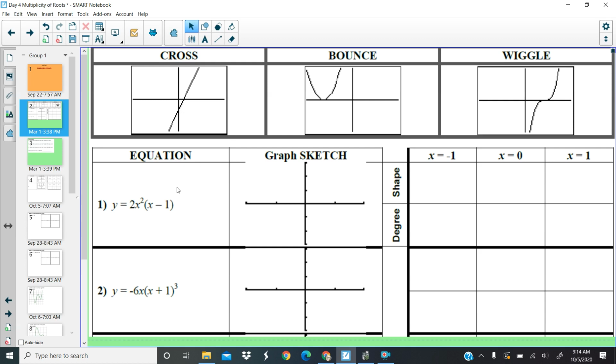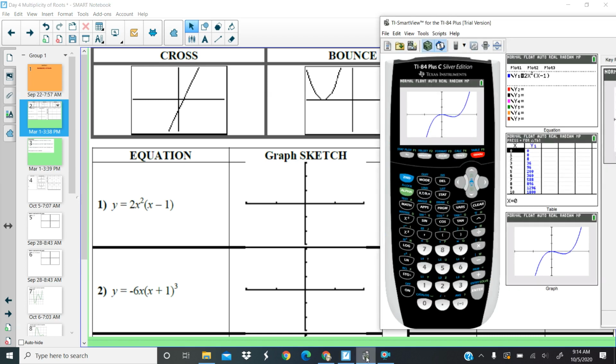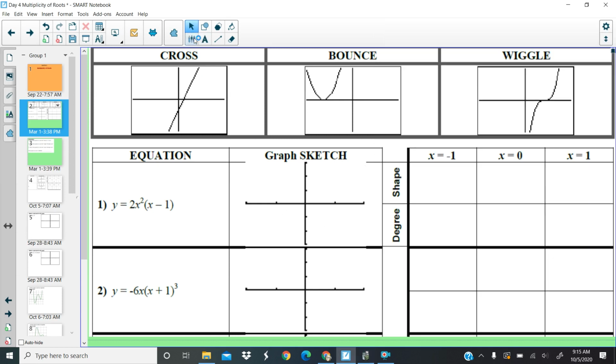The first thing you're going to do for both of these equations is just graph it, and it has a specific window here, so I went ahead and graphed it in my calculator, and this is how the graph of number 1 looks. We have 2x squared times x minus 1, and it creates this graph. I'm going to sketch this graph on my little grid here. It came up and hit 0, and then it turned around and went back down and it went through +1. So it looked something like that.